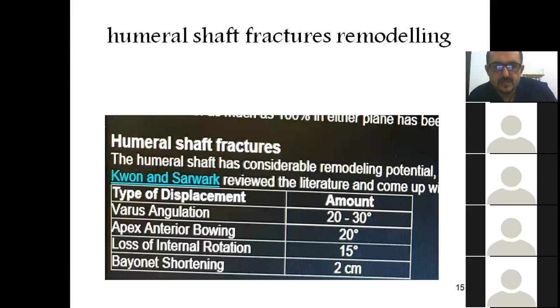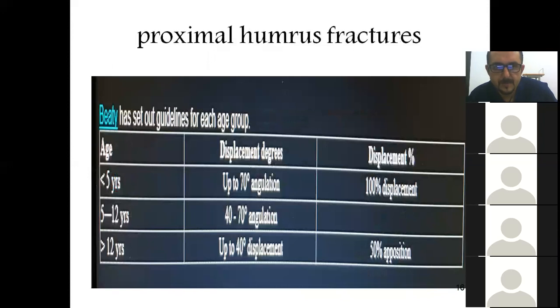Humeral shaft fractures, the data is from Nork and Sarwark. Various angulation of 20 to 30 degrees of humeral shaft fractures can easily be remodeled. Anterior angulation of 20 degrees and loss of internal rotation of 15 degrees is no problem, and bayonet shortening of 2 centimeters is also acceptable.